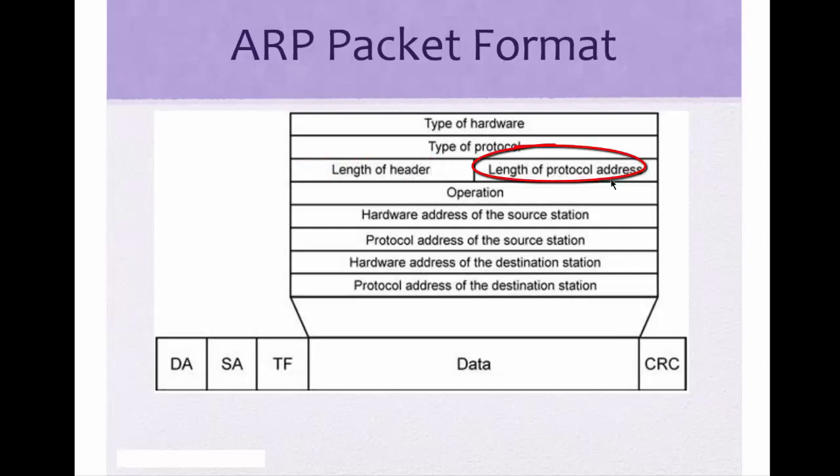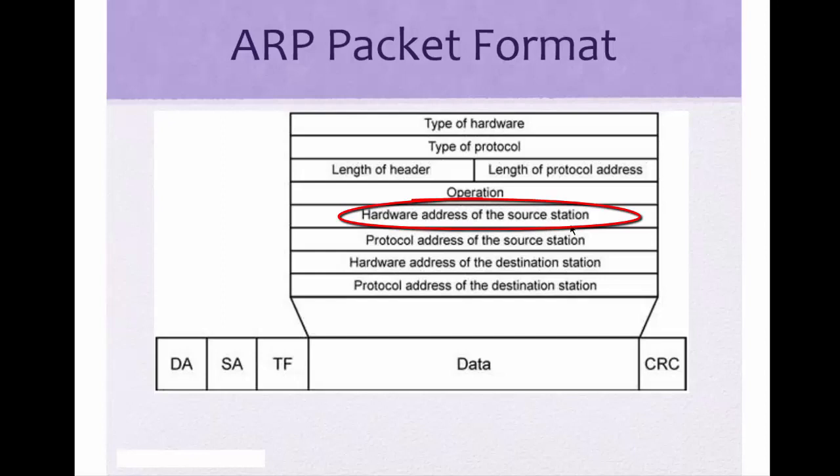Then the length of the protocol address. The protocol address is a logical address of 4 bytes, you can say the IPv4 address. So the length of the hardware address is 6 bytes for the MAC address, and the length of the protocol address is 4 bytes. Then there is the operation. The operation field in ARP specifies the nature of the ARP message: 1 for an ARP request or 2 for an ARP reply. If it is 1, this ARP message is requesting something, and if it is 2, then it is replying.